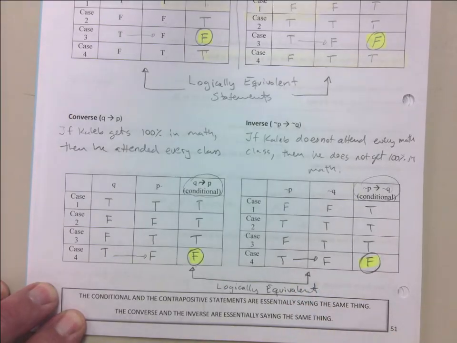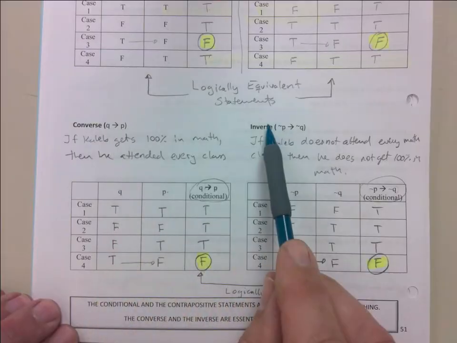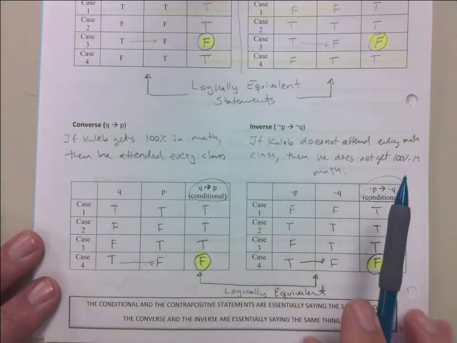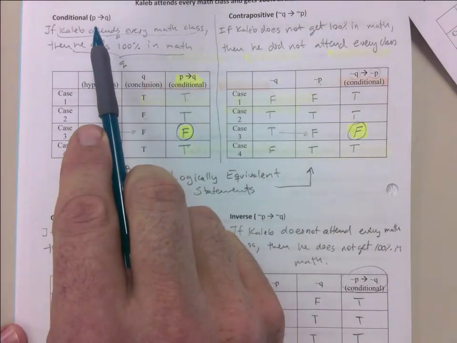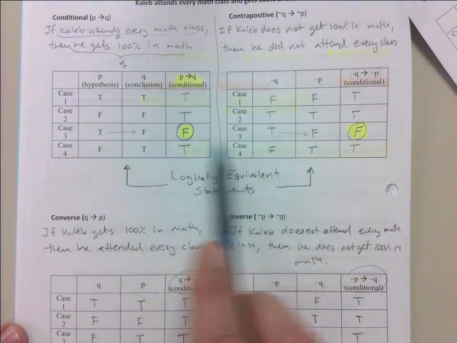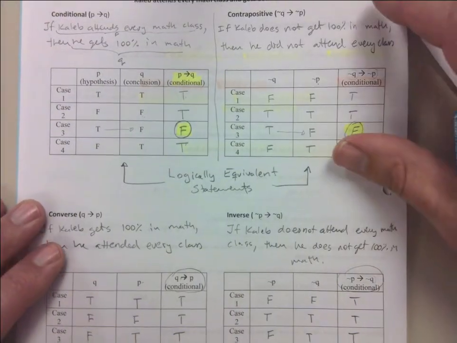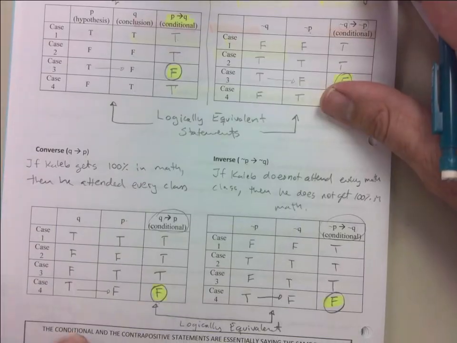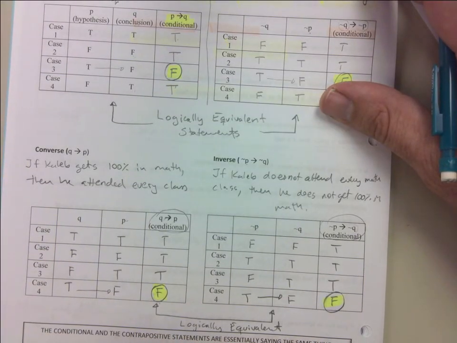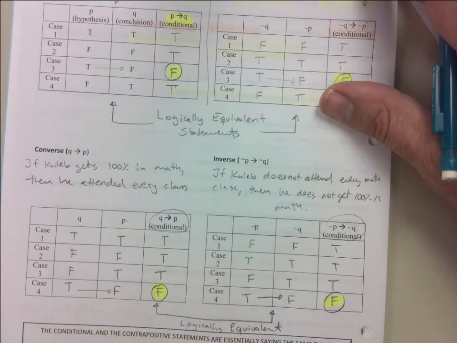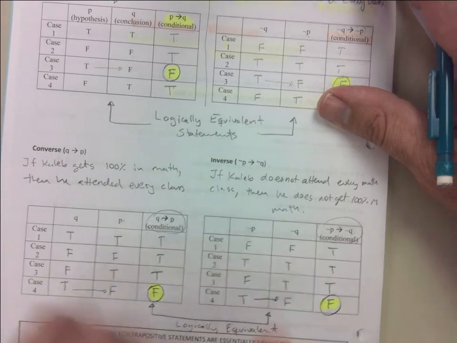And by that I mean that the converse and the inverse are logically equivalent, and the conditional and the contrapositive are also logically equivalent, okay? That's something worth adding to your study sheet. So conditional and contrapositives are essentially saying the same thing. Converse and inverse are also essentially saying the same thing.